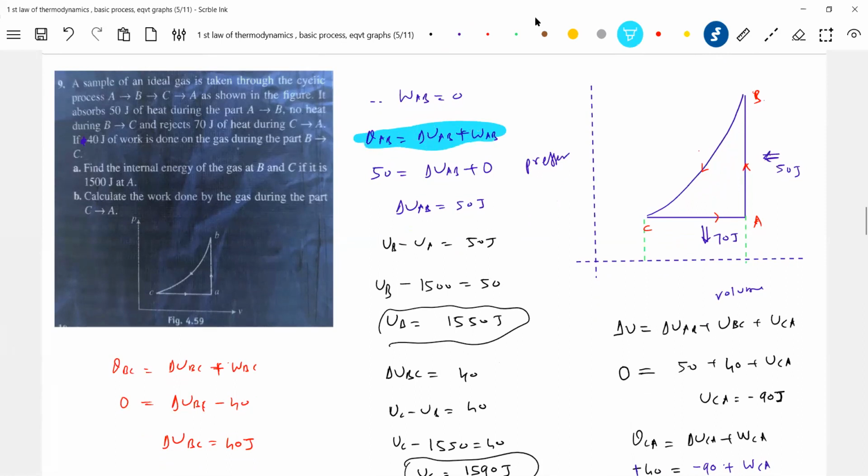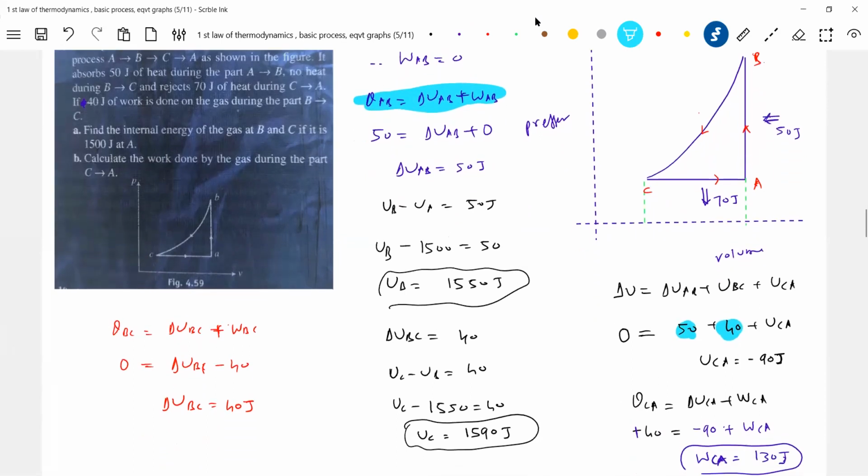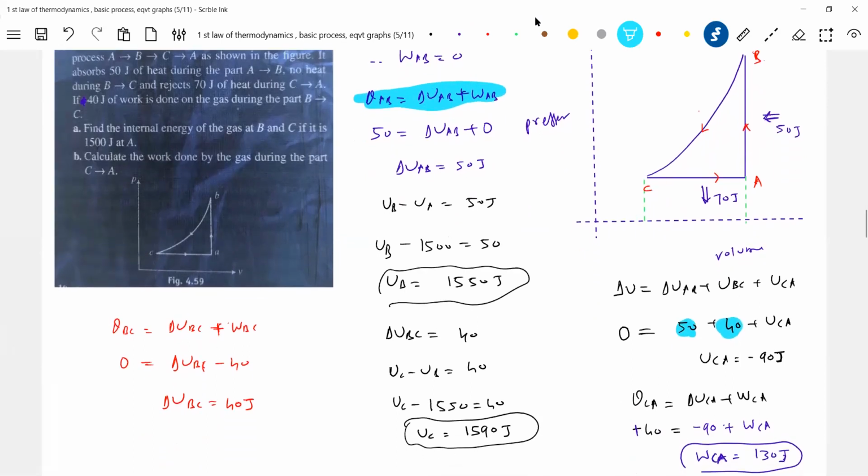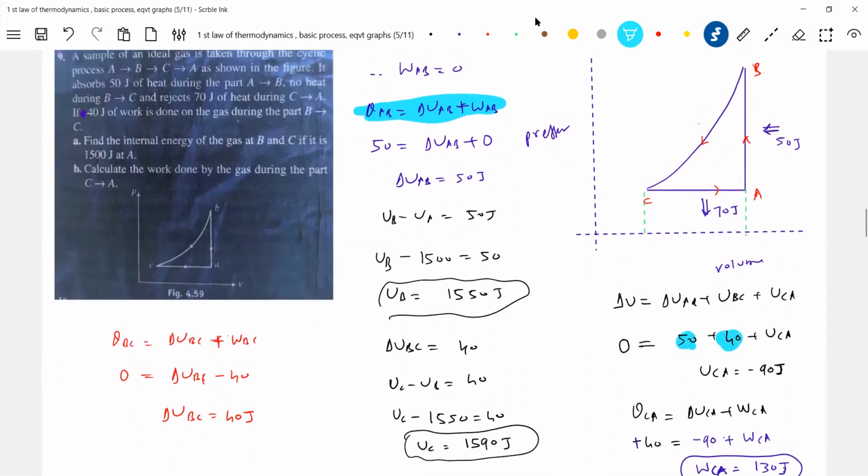Sir, QCA is minus 70, no, sir. Why? Here, 50 plus 40. Sir, it rejects 70 joules during CA, sir. No. Where is it telling? And rejects 70 joules of heat. Oh, it should be plus 70. I think I am. It cannot reject. It should accept actually. Some error is there. I will do the correction. Absorbs.